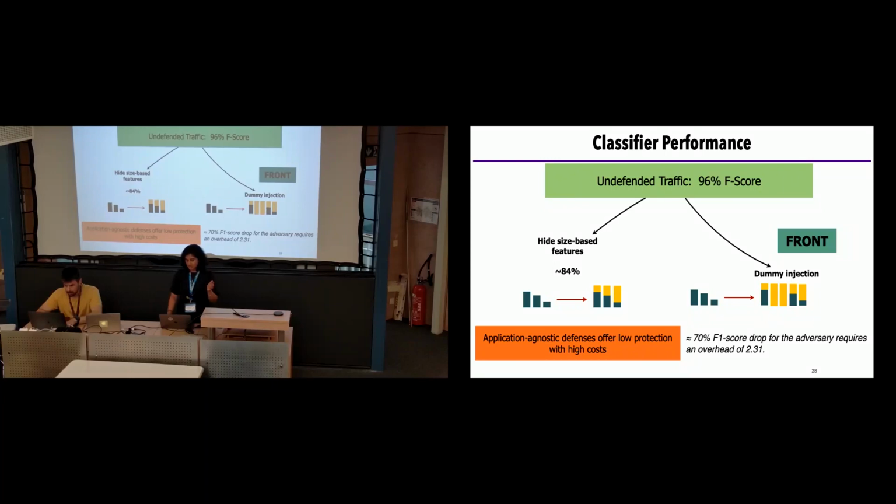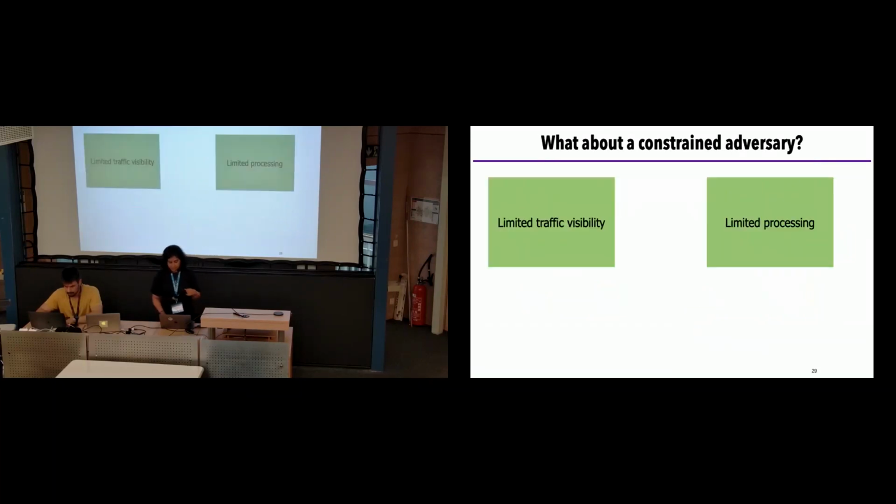And what we essentially see is that even with varying different parameters of FRONT, you need to have a very high overhead in terms of bandwidth in order to obtain some semblance of protection. So if you want to get about 70% F-score, you need to essentially double the amount of traffic that you are sending. And we also did this for constrained adversaries.